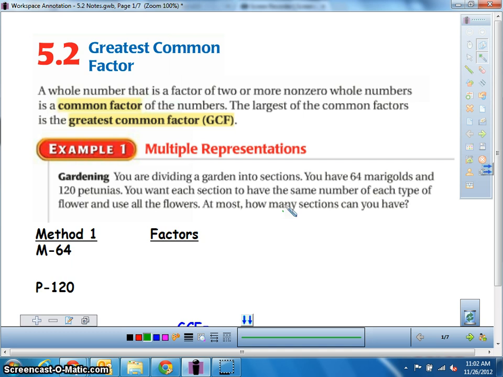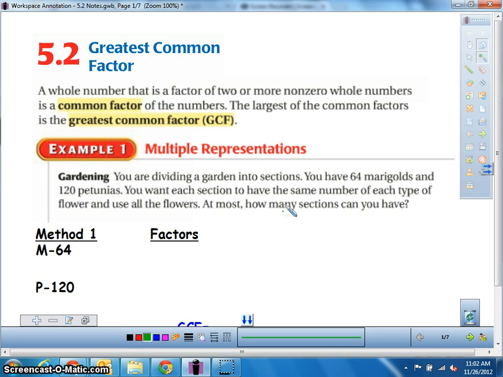That's when we find the factors of two different numbers, and the biggest one that they have in common is considered the greatest common factor. So let's go ahead and try it out. We've got gardening. We got two different methods we're going to try today. The first method is the most basic one, and that's what we're going to start out with.